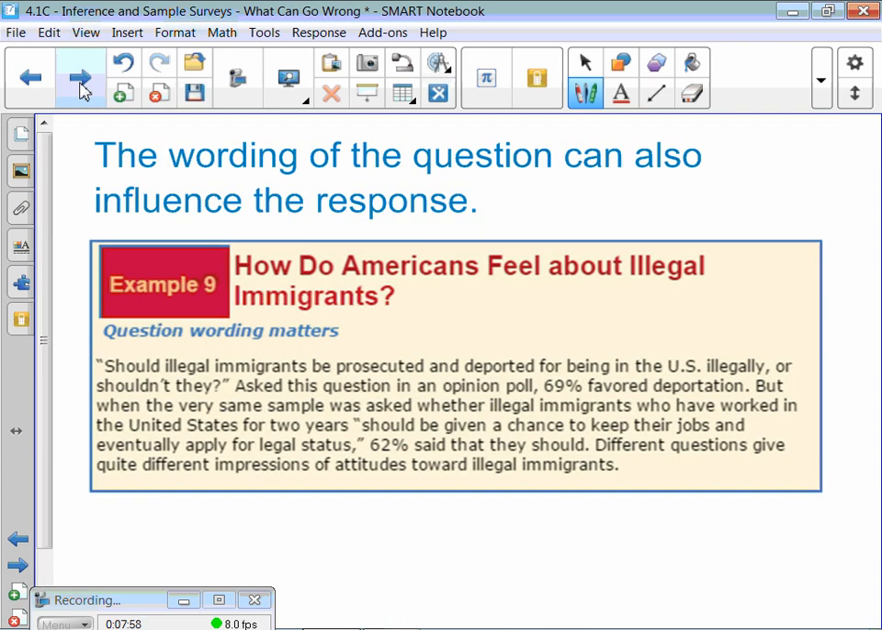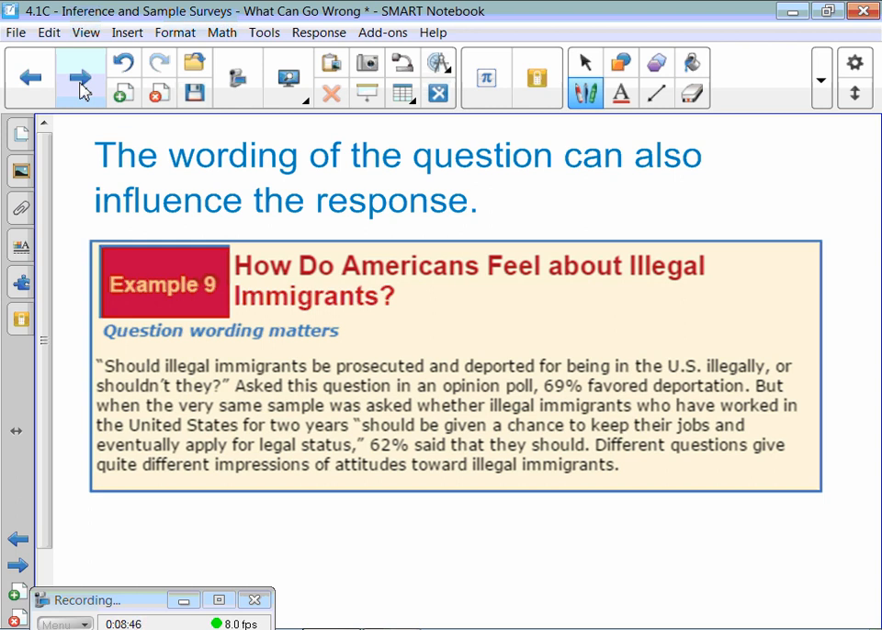Another type of problem you could have is the wording of the question. The wording of the question can actually influence the response. For example, how do Americans feel about illegal immigrants? Should illegal immigrants be prosecuted and deported for being in the U.S. illegally, or shouldn't they? Asked this question in an opinion poll, 69% favored deportation. But when the very same sample was asked whether illegal immigrants who have worked in the United States for 2 years should be given a chance to keep their jobs and eventually apply for legal status, 62% said that they should. So one is phrased in a more positive light than the other, right? Different questions give quite different impressions of attitudes toward illegal immigrants.